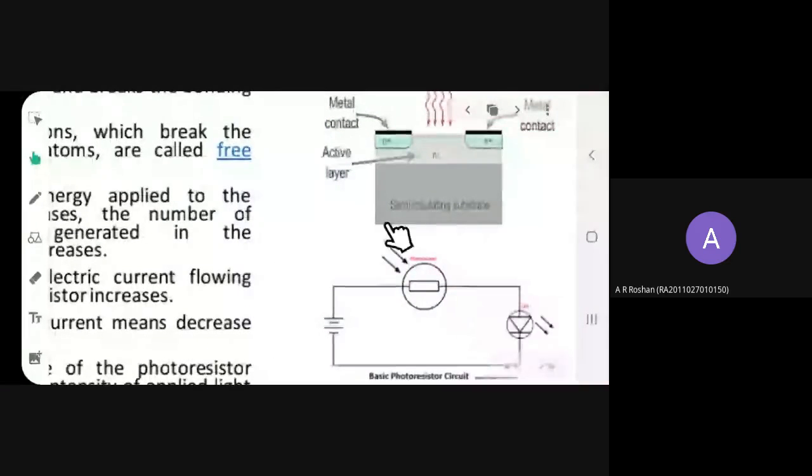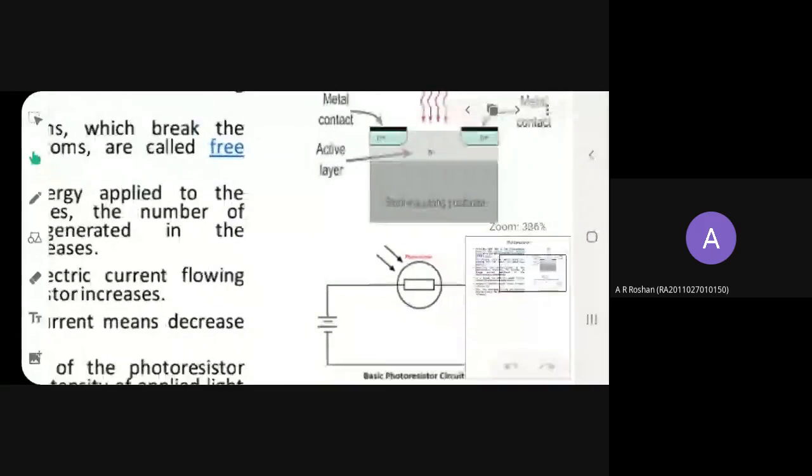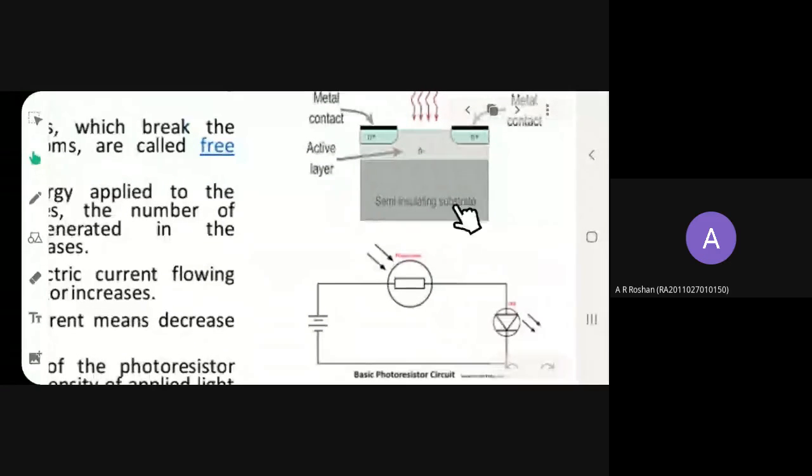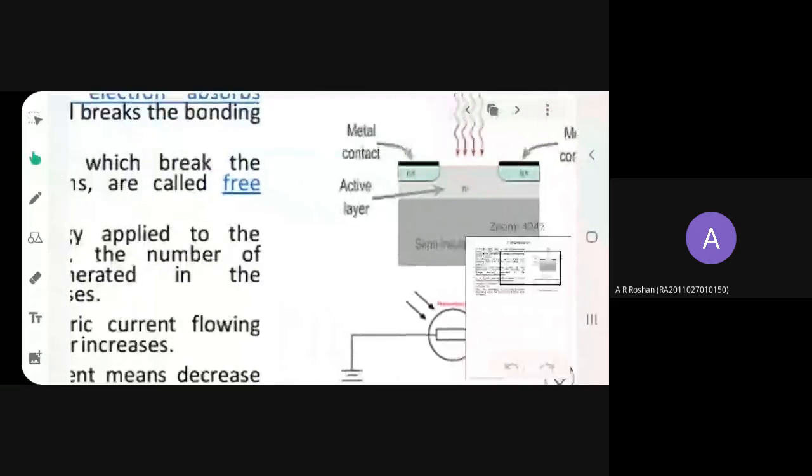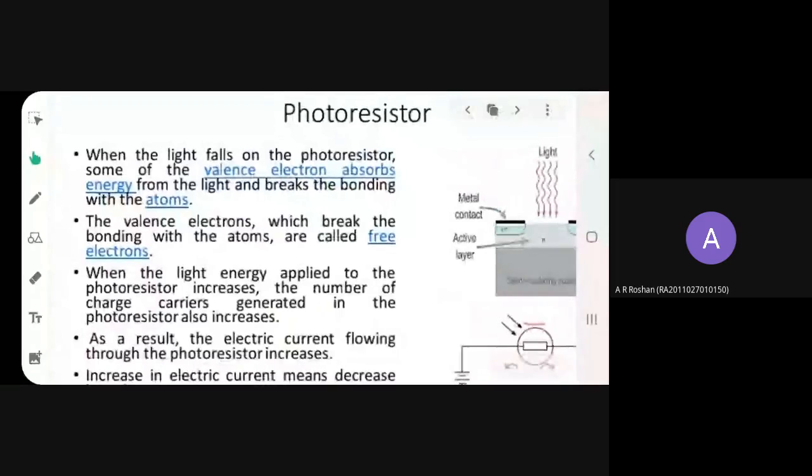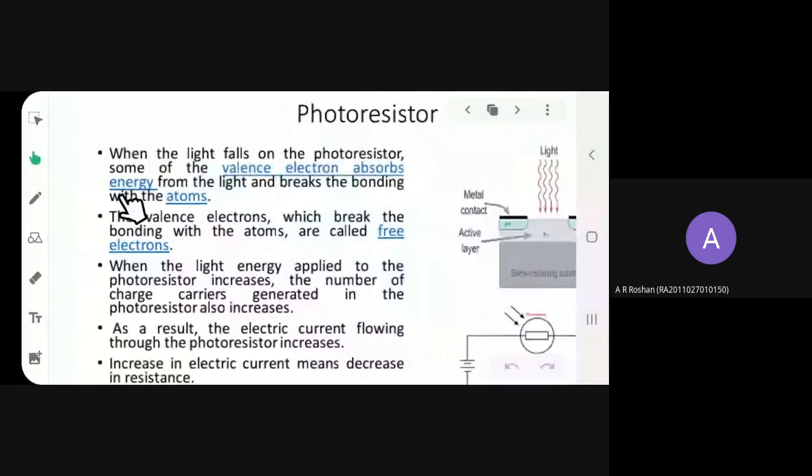And this is the constructional part. As usual, you will have a semiconducting, semi-insulating substrate, and you will have an N plus and N active layer here. Suppose the light is falling upon this device, that is your photoresistor. As indicated here, the valence electron absorbs energy, that is thermal activation happens for this device. Because of which there will be thermally generated carriers, and these will hit other covalent bonds, thereby breaking up more and more free electrons.